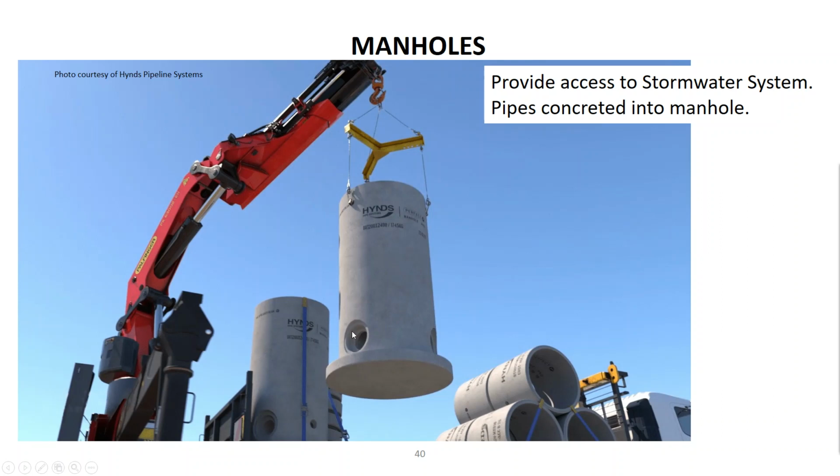There are also holes in the side which allow pipes to extend into the manhole. Not all manholes have these in. Sometimes you have just a wall and you have to cut a hole in it with a concrete cutter. You don't bash it in with a hammer like some people do. The connection between the manhole and the pipe is usually concreted to make it watertight.